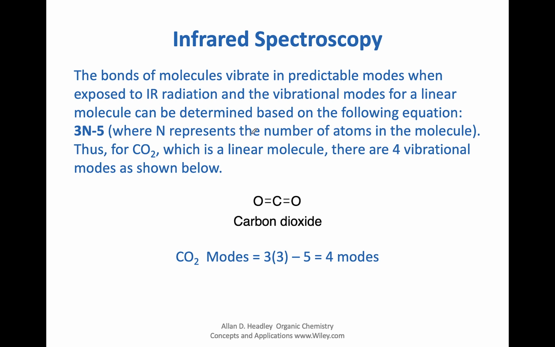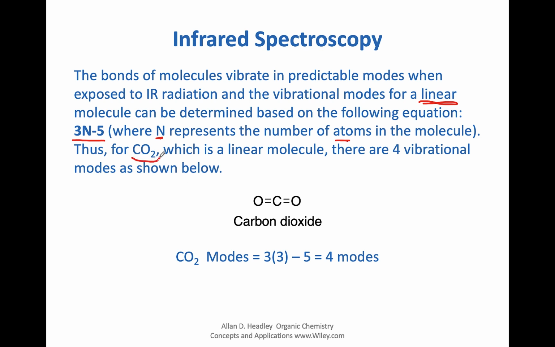As you know, there are different vibrational modes. If the molecule is a linear molecule, as we've seen here, we can calculate the number of vibrational modes using this equation. There are 3n minus 5 vibrational modes, or 3n minus 5 different ways that this linear molecule can vibrate. N here represents the number of atoms in the molecule.